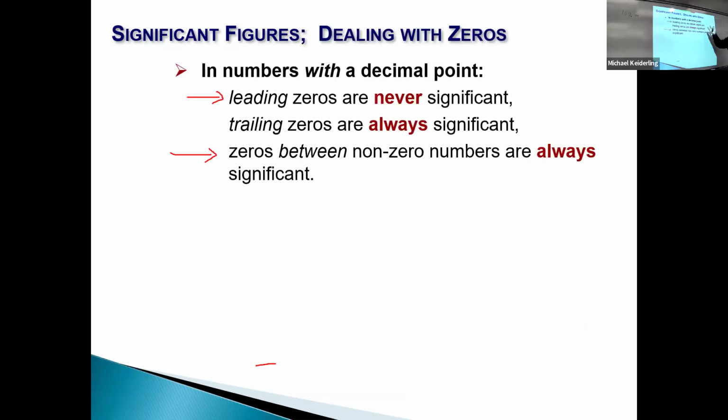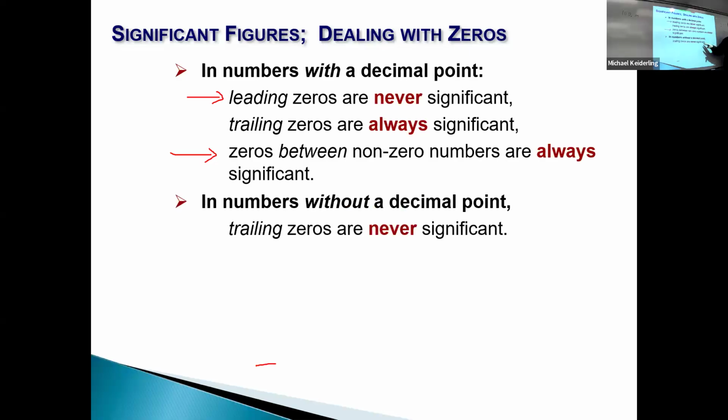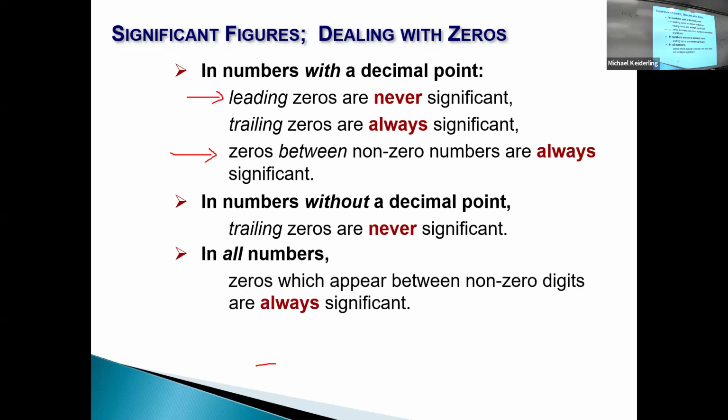So in numbers with a decimal point, leading zeros are never significant. Zeros between non-zero numbers are always significant. That's always true, these two. With a decimal point, trailing zeros are always significant. Without a decimal point, trailing zeros are not significant. And in all numbers, zeros which appear between non-zero digits are always significant. Generally, you don't have leading zeros in a number without a decimal point, which is why they only put it in the with-a-decimal-point section. But that is always true: they're never significant.